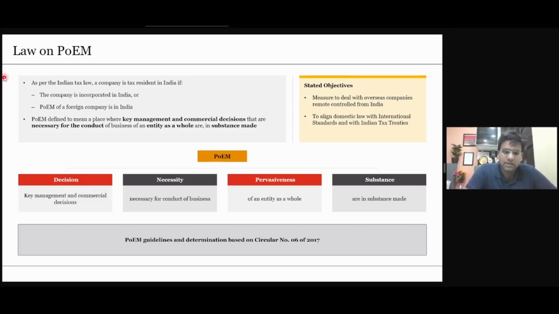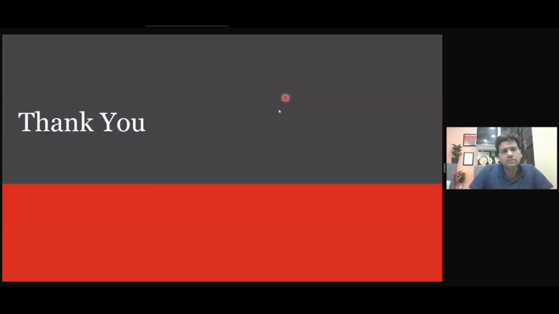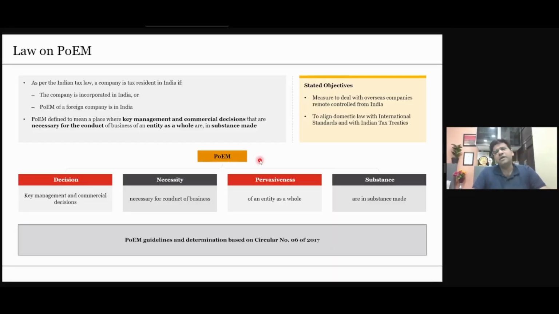Then they have guided that you should go by the majority. If more than 50% of the meetings are in India, then you should deem that the place of effective management is in India. So these are a few principles where the CBDT has laid down the context of how POEM is decided.